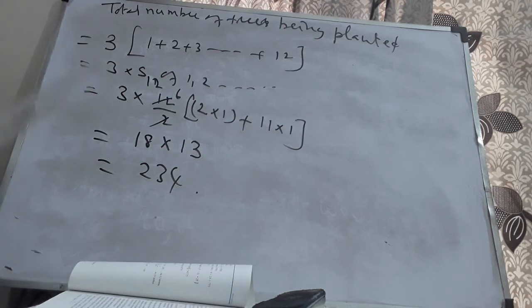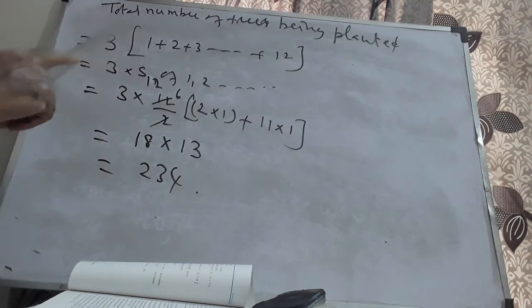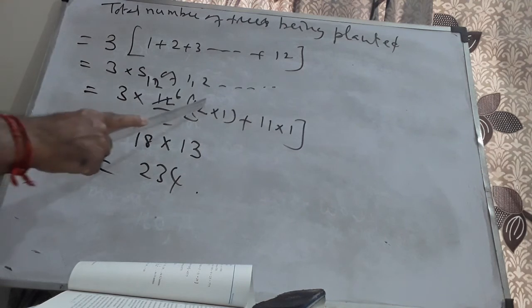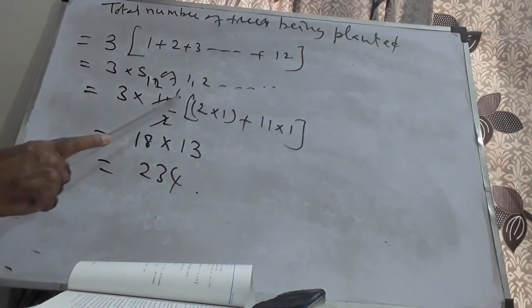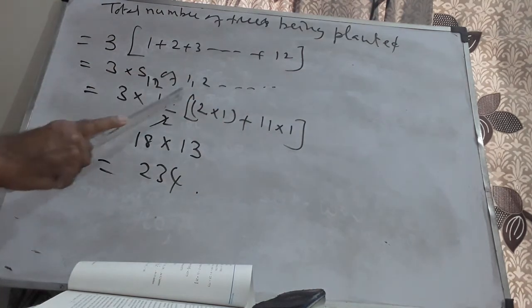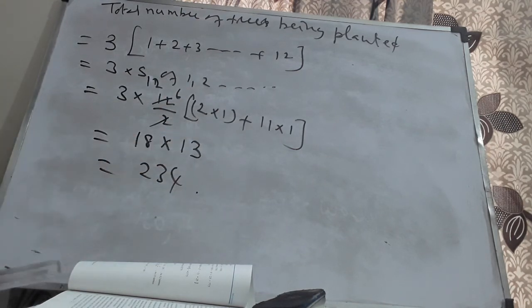Let me repeat. There are 3 sections in first standard, 3 sections in second standard, and so on. Therefore, I multiply by 3, or it is equal to 3 plus 6 plus 9 up to 36. Taking 3 as common, S12 of 1, 2, 3, and so on. Therefore, 3 into 12 by 2 into 2 into 1 plus 11 into 1. 2a plus n minus 1 d is the formula. A is 1 as well as d is 1. Therefore, here it is 18 into 13. 18 threes are 54, plus 180, 234. Therefore, totally there are 234 trees being planted on the whole.